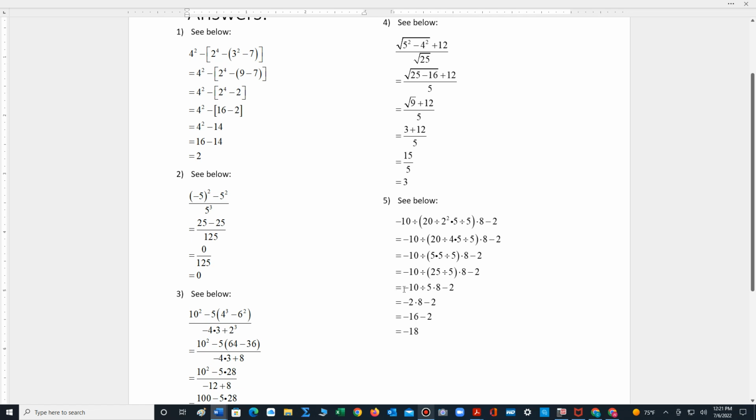Now, once again, remember, we're moving in order from left to right. Once we've exited the grouping symbols, we just continue working left to right. So negative 10 divided by 5 is negative 2. And then negative 2 times 8 is negative 16. And then negative 16 minus 2 is negative 18.